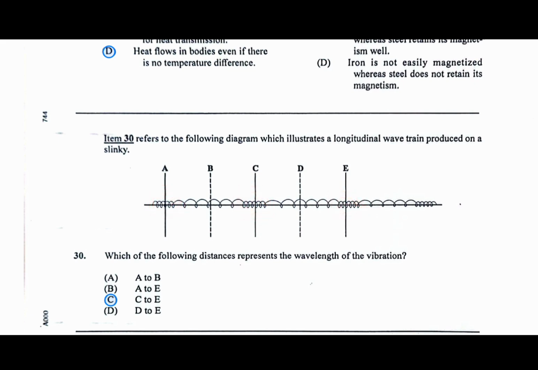So wavelength could be figured out by the distance between 2 successive rarefactions or 2 successive compressions. So an example of our answer would be from A to C, or I could say B to D, or I could say C to E. You get the idea. And so C to E is the answer. So 30C.